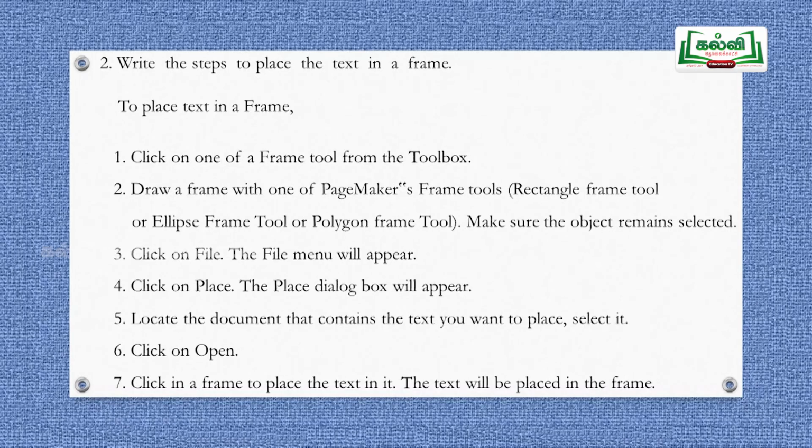Click on File, the file menu will appear. Click on Place, the Place dialog box will appear. Then locate the document that contains the text you want to place. Select it, click on Open, and paste that text in that particular frame. The text will be placed in it. Very simple. You select the frame, then you select the Place dialog box, select the text from that, and place it in that frame. Okay, right. Next, we are moving on to the next question.